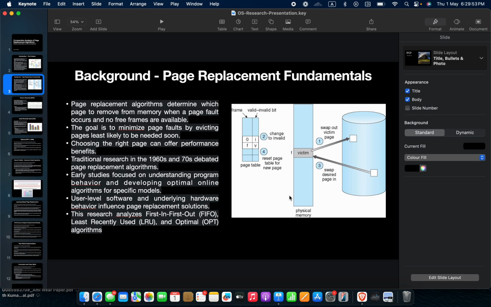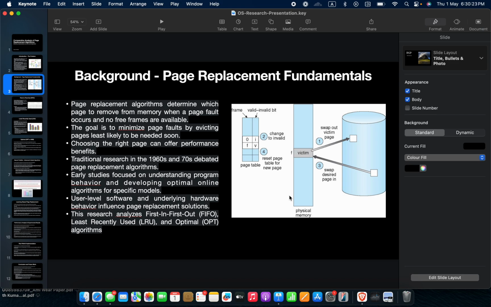In this presentation, we'll analyze three classical algorithms: first in, first out, least recently used algorithm, and the theoretical optimal algorithm. And we'll also see some of the new algorithms, machine learning algorithms and some hybrid algorithms which are proposed. So that is the new part in this research that I have covered.